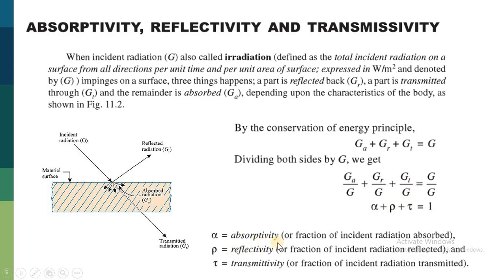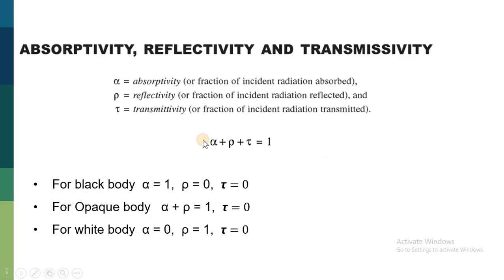Alpha is nothing but absorptivity. Whatever radiation is absorbed by the body is called absorptivity. Then the fraction of incident radiation reflected is represented by rho, called reflectivity, and the fraction of incident radiation transmitted by the body is known as transmissivity and is represented by tau. So this concept is very important in case of radiation. Now we will find out the values of alpha, rho and tau for different bodies, and we know the relation alpha plus rho plus tau is equal to 1.